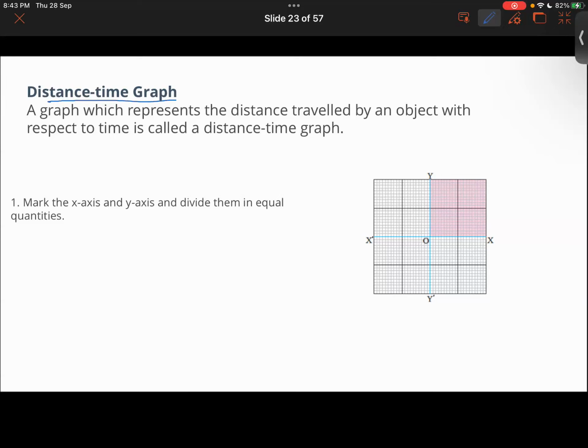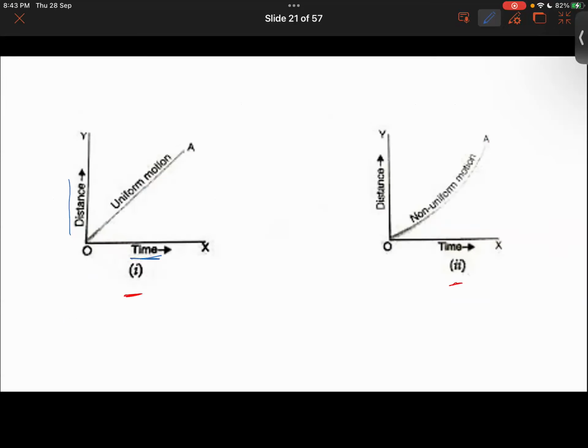Because when you plot a graph between time and distance, you are aware that speed is equal to distance upon time. So when I plot a graph between distance and time, I will be getting the third quantity here, that is, the speed. Someone asked me what this straight line is. This straight line represents the speed. And if you are getting a straight line, it is a uniform motion.